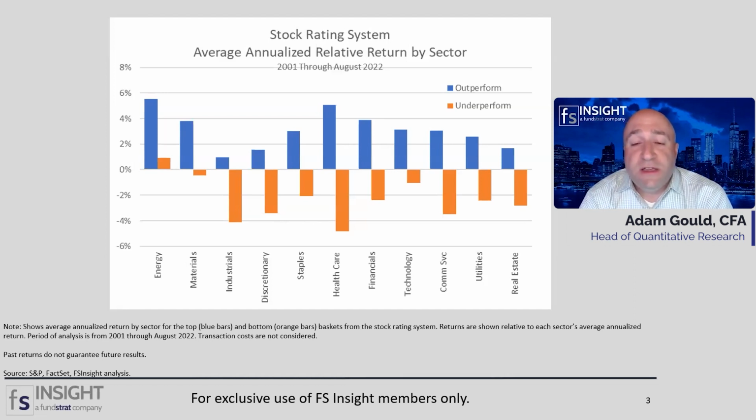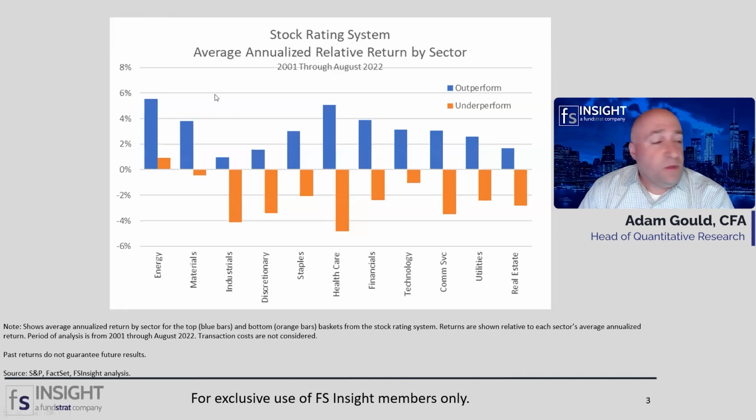In the case of a stock rating system like ours, that's designed to find outperformers across the market, you want to see consistent performance across all the sectors. And what this chart shows is the performance of the stock rating system's basket of top stocks compared to the return of their respective sectors. That's shown as the blue bars. The orange bars show the relative performance of the bottom rated stocks in each sector. The bars represent relative performance.